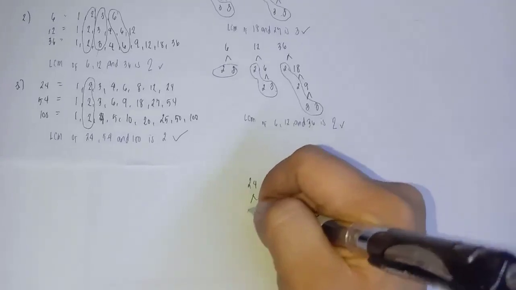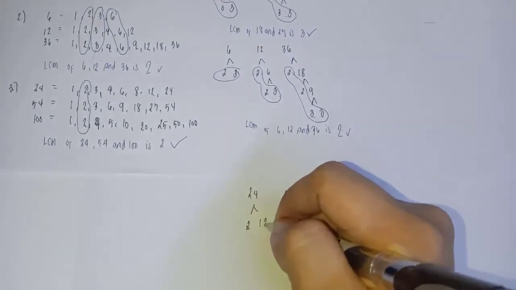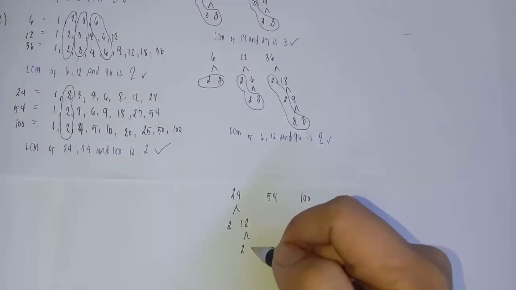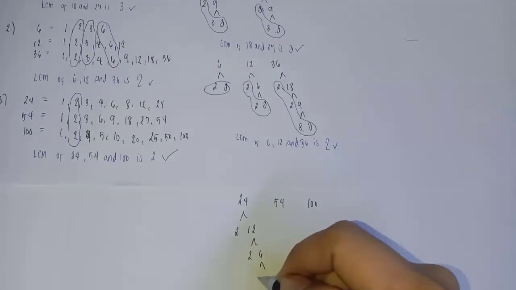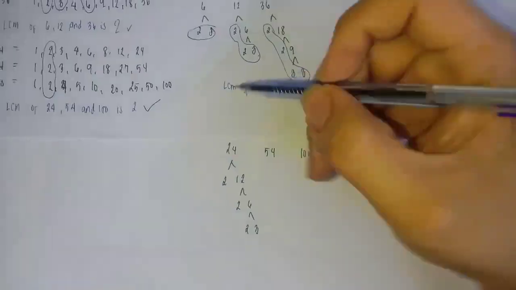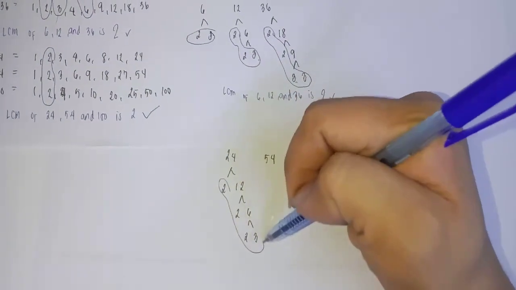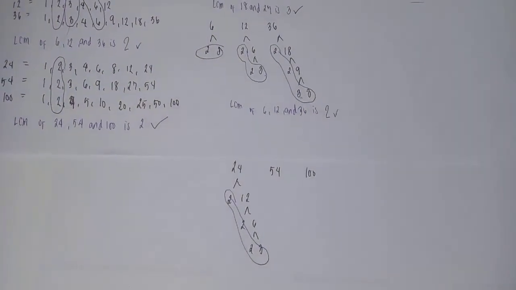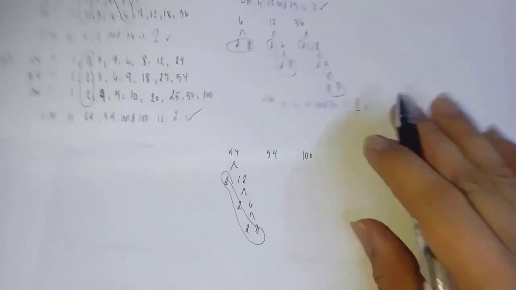So let's see. So the prime factors of 24 are 2 and 12. 12 can be factored further, and that is 2 and 6. 6 has prime factors of 2 and 3. So the prime factors of 24 are 2, 2, 2, and 3. Okay? 2, 2, 2, and 3.